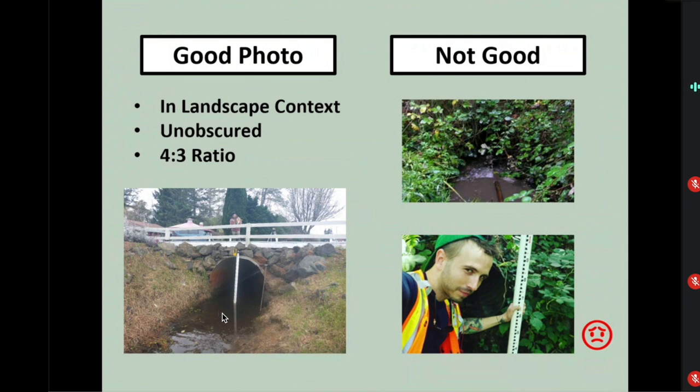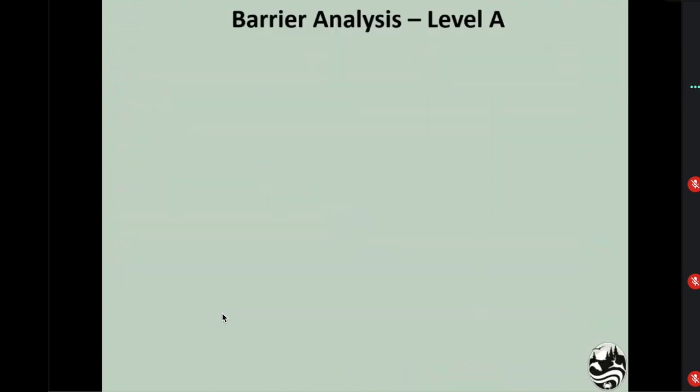As you can see there, on the top right, there's a pipe in there, but you can't see much. You can't always hack away and expose a whole pipe, but sometimes your partner can hold branches back. You can try using a flash. That can help too. And there's a selfie of Justin. He used to train everybody.